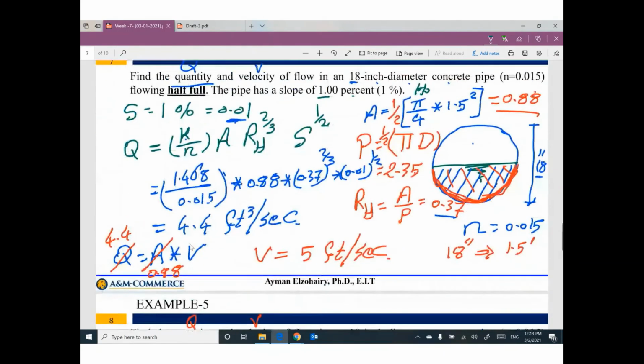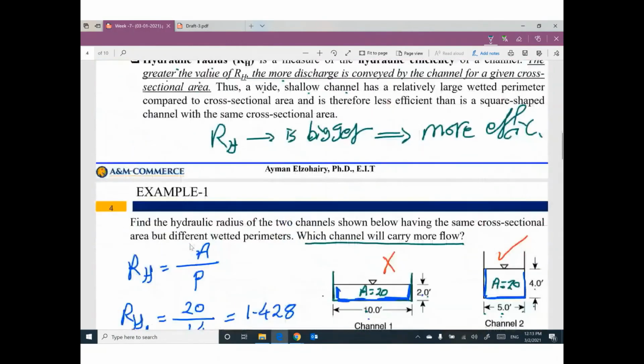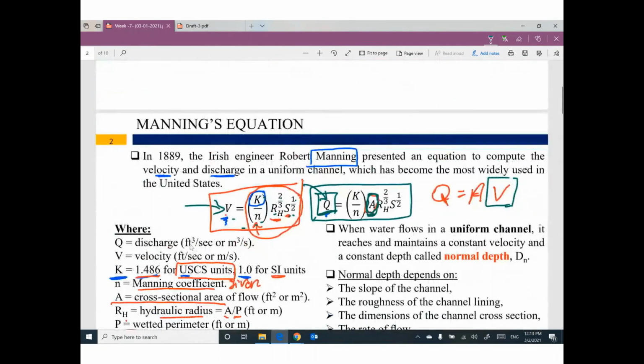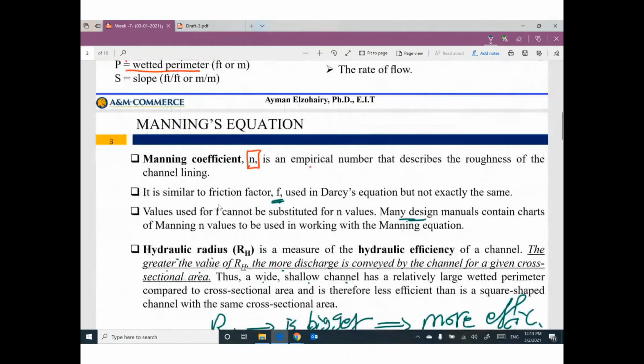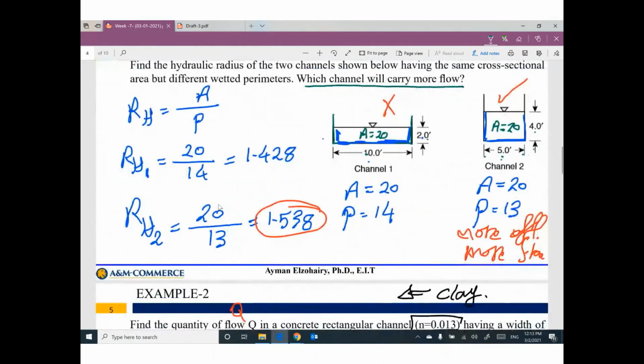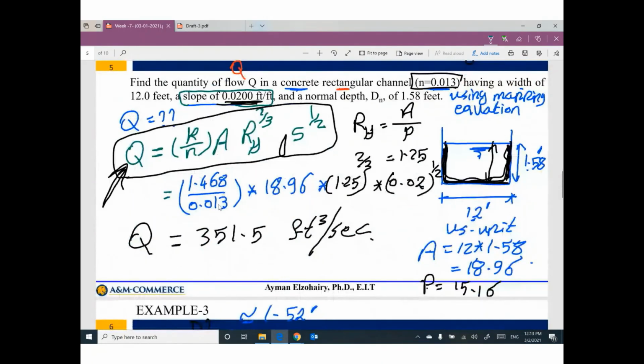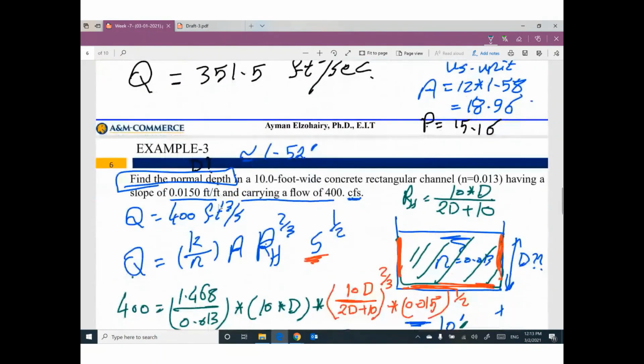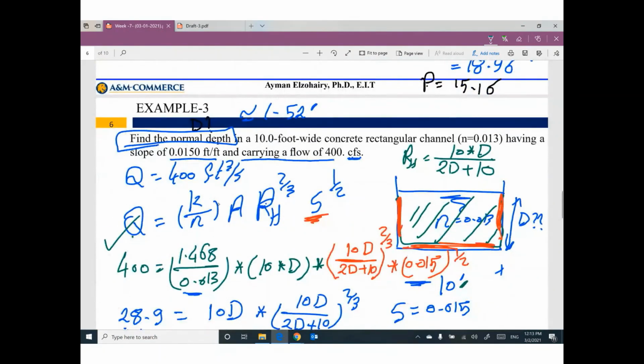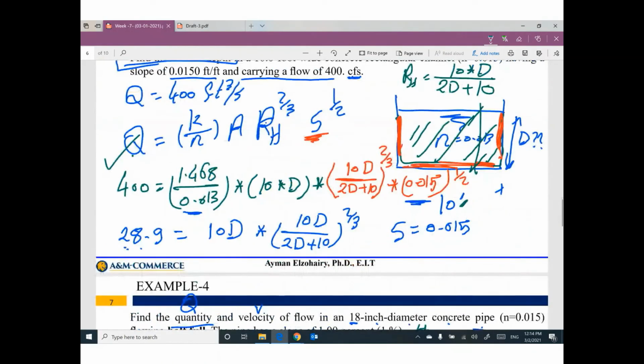So guys, we covered today a very important equation, Manning equation. This equation is very important for your FE exam after graduation if you are planning. This equation helps you to figure out what is the velocity, what is the discharge, and also if the discharge is given, this equation can help you to figure out what is the depth. By using trial and error, you can solve this equation to figure out what is the depth.